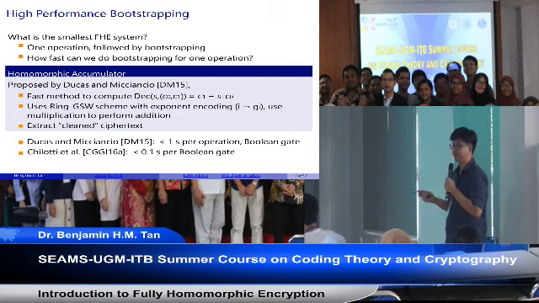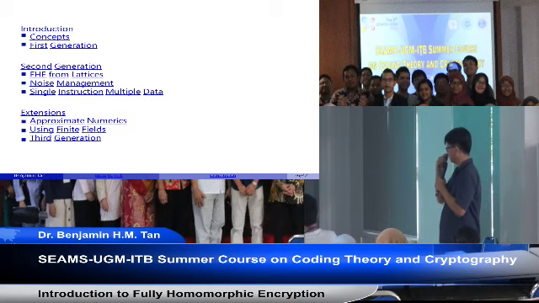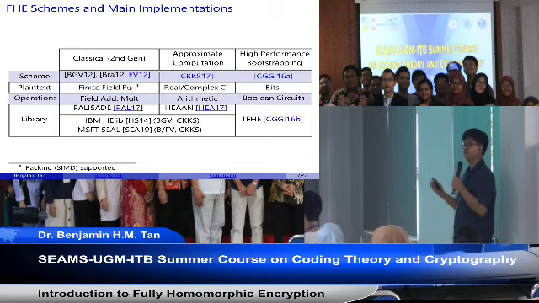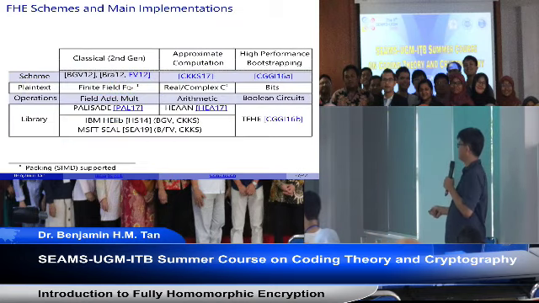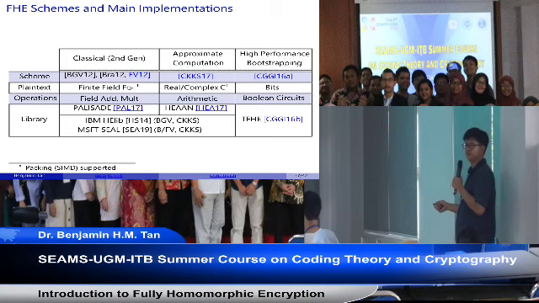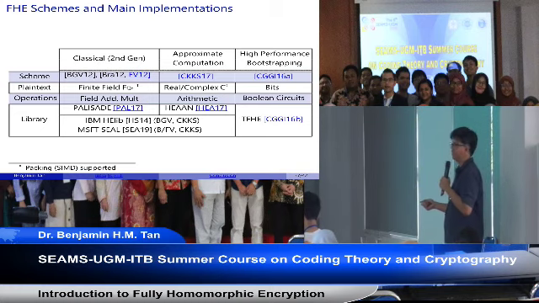Right, so roughly, this is what we went through. And I just want to end off with a table. Basically, we have three main paradigms for homomorphic encryption now. We have the classical one, which uses the second generation schemes. We have the approximate computation model, which uses the CKKS scheme from 2017. And we have the high performance bootstrapping technique that uses Chillotti et al.'s work.